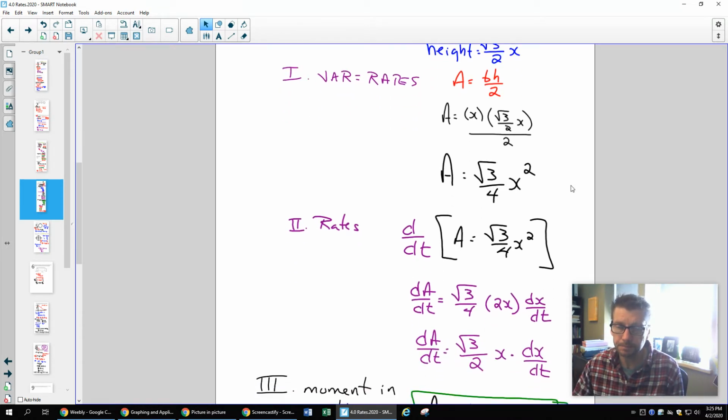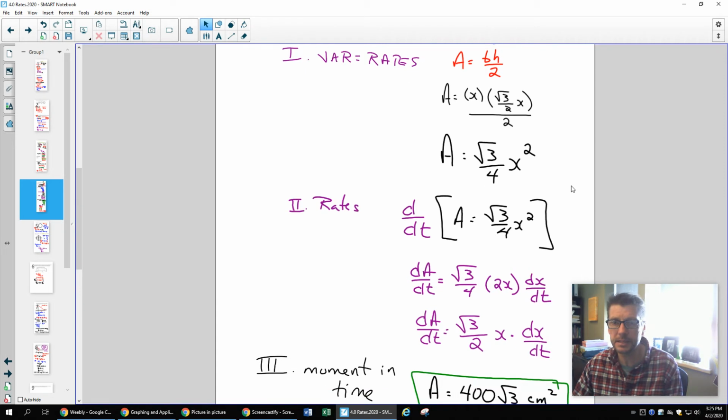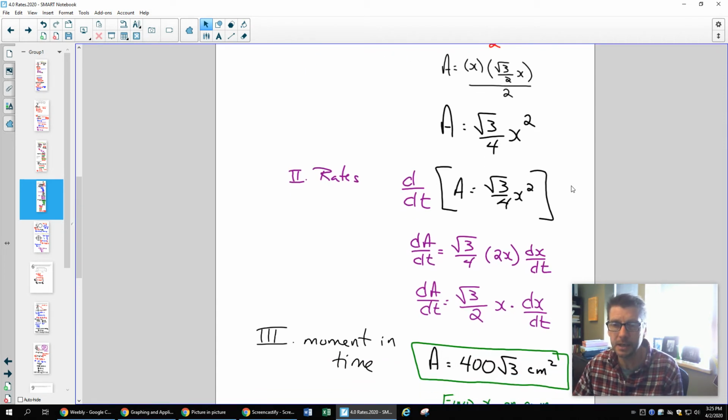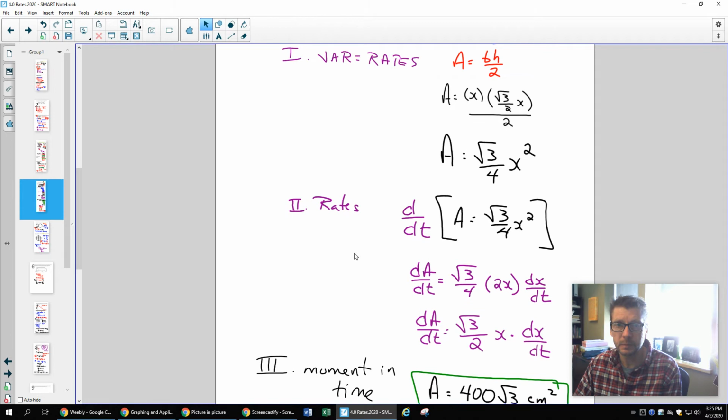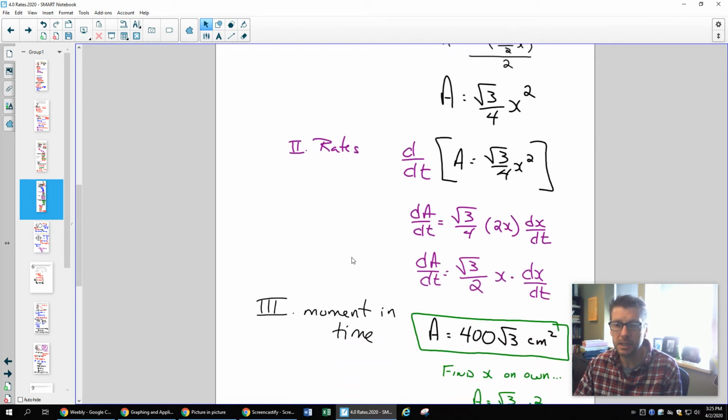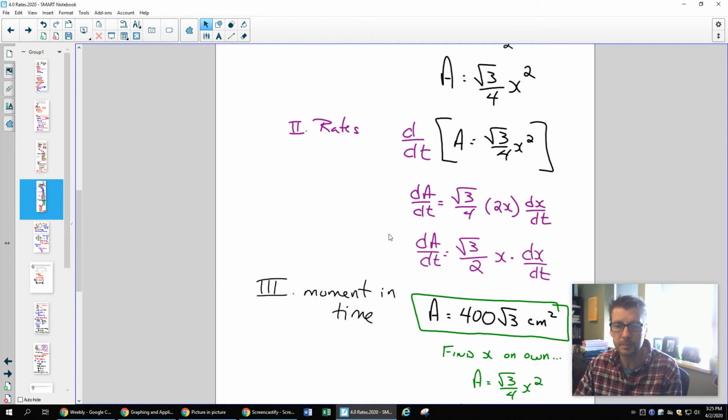Once we're there, we don't want to solve the problem yet because we need to solve the problem for the instant in time. And before we do that, we need rates. So we talked about change in area with respect to time. So it's dA/dt with respect to time. Derivative of x squared is 2x. Again, x with respect to time is dx/dt. Root 3 over 4 is just a constant. So we just clean that up. Step 1, variables match the rates. Step 2, we got the rates in the problem. Step 3 is now the moment in time.